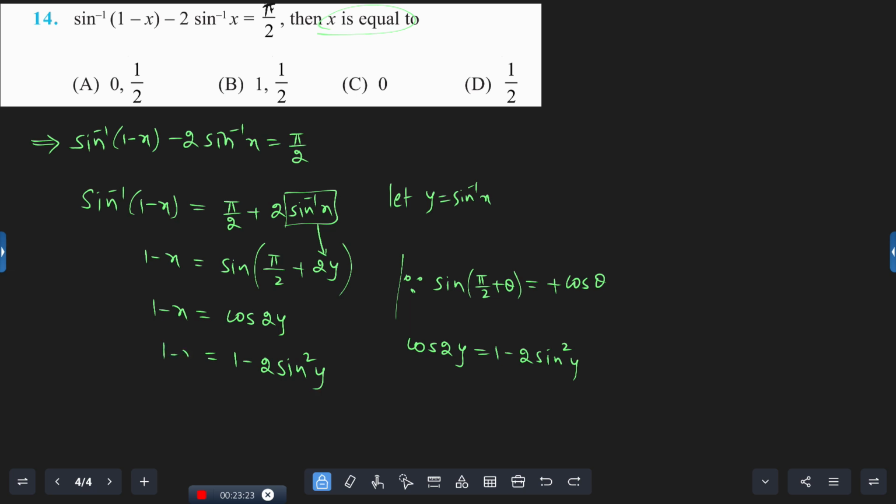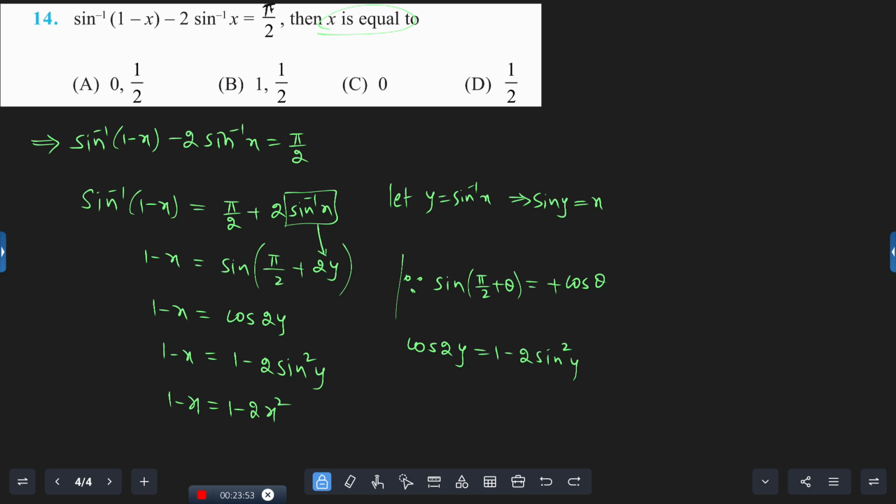Okay, so here 1 minus x. What is y, children? We know. Sine inverse: when you send it to the opposite side, sine y is equal to x. So wherever you have sine y, there you can replace it with x. So 1 minus x is equal to 1 minus 2 times, here sine square y, what will you be getting? x square. Now it became a quadratic.